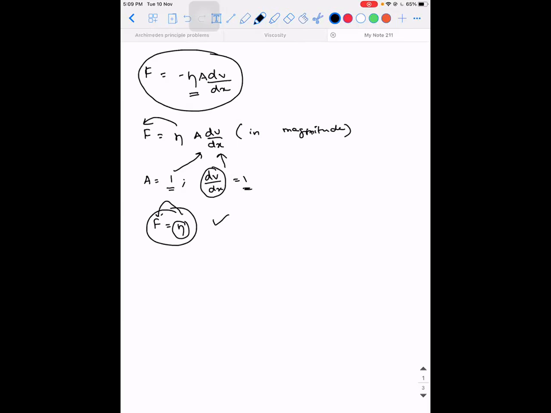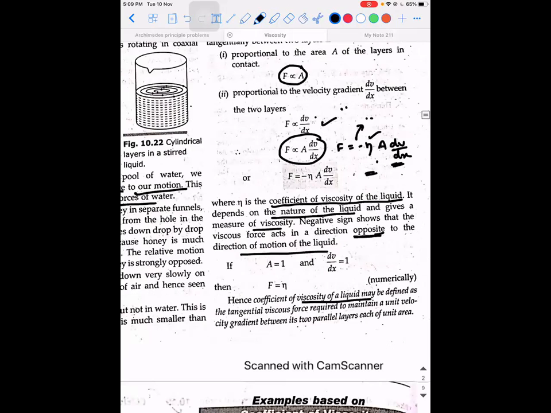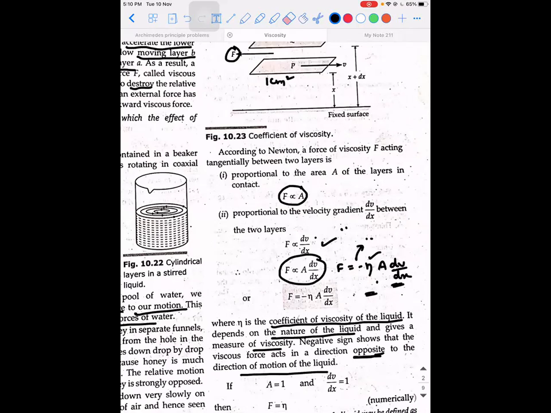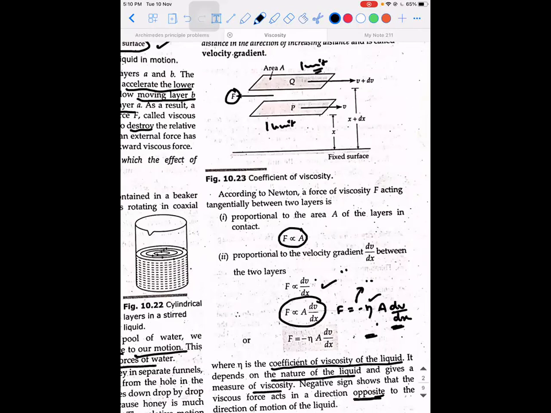Coefficient of viscosity of a liquid may be defined as the tangential viscous force required to maintain a unit velocity gradient between its parallel layers, each of them of unit area. That is, if the area is 1 unit, here also the area is 1 unit. That's what we call unit area. Then to maintain a velocity gradient of dv by dx equal to 1 unit, the coefficient of viscosity is defined as the viscous force.